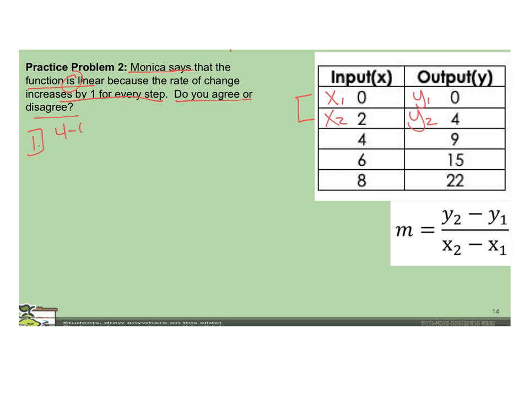So I have 4 minus 0 for y2 minus y1 and 2 minus 0 for x2 minus x1. That gives me 4 over 2. So this slope is 2.